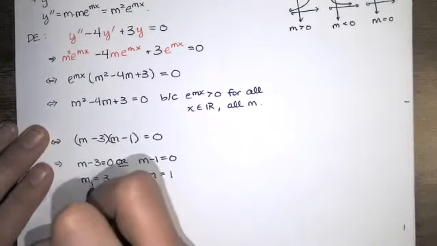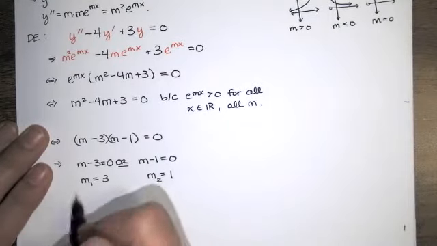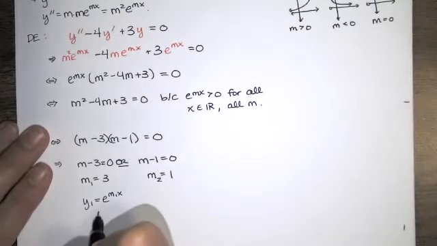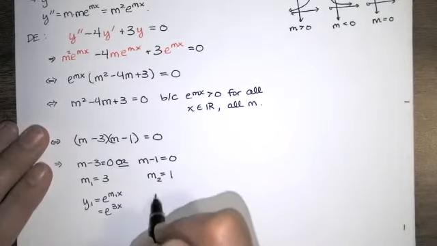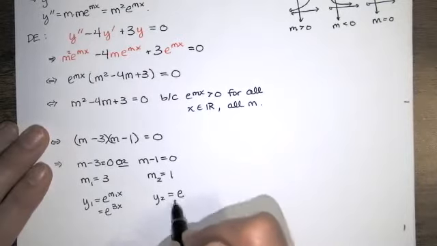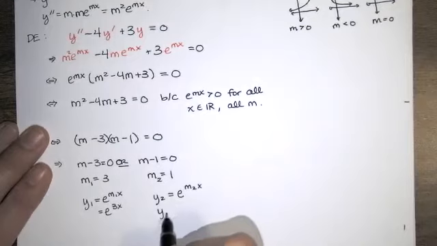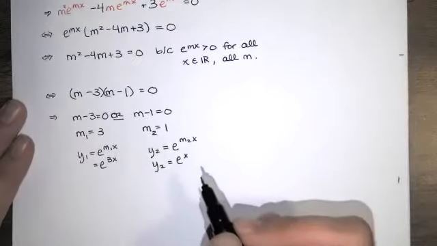Now I'm going to call this one m1, and I'll call that one m2. So if m1 equals 3, the corresponding solution is y1 equals e to the m1x. That's e to the 3x. And then if m2 equals 1, that's a second solution to the differential equation. y2 equals e to the m2x. And if m2 equals 1, that's y equals e to the x.